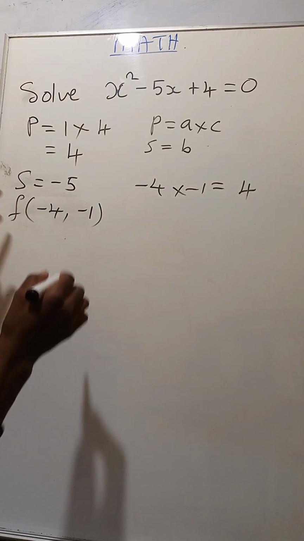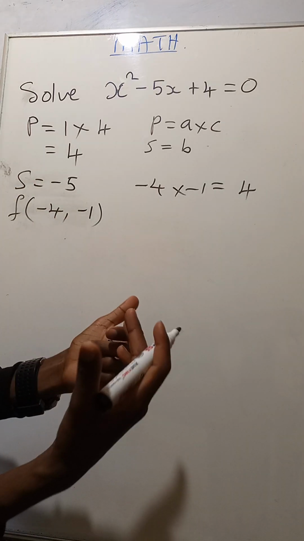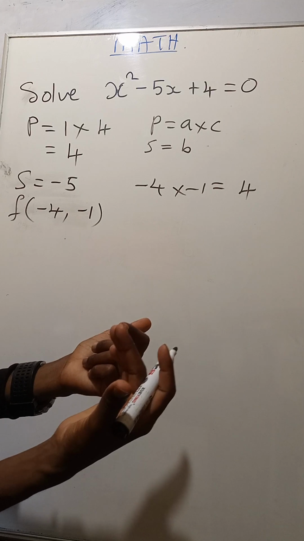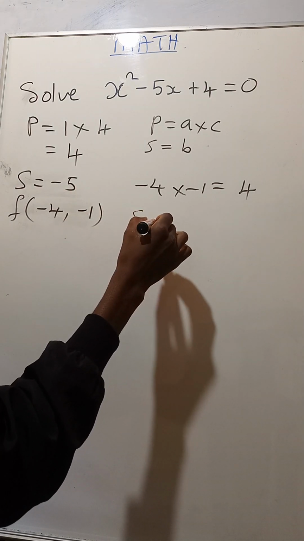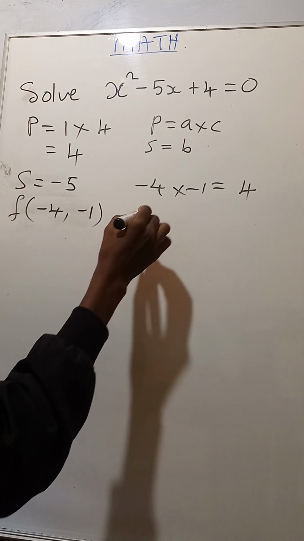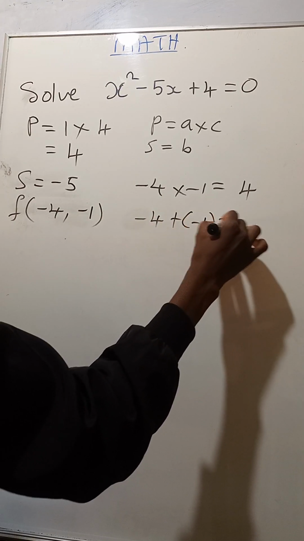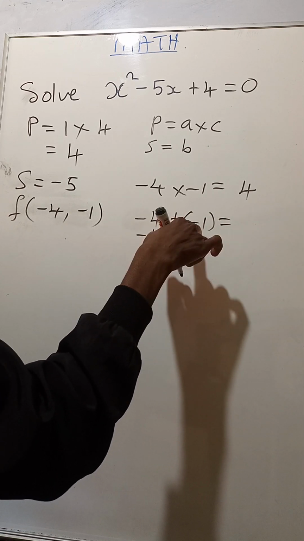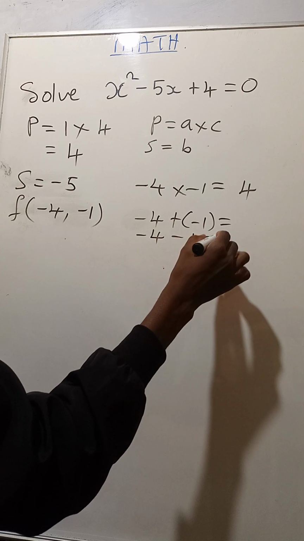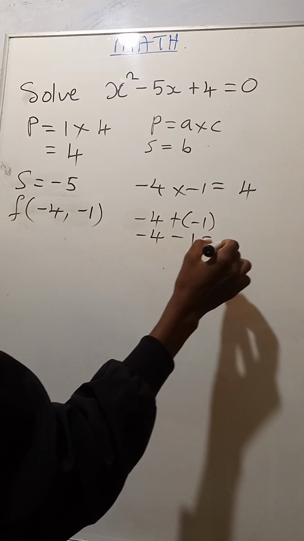Then to add these, I have to add now to get the sum, because sum is addition. Product is when you multiply. So the sum that I'm going to get will be negative 4 plus negative 1. Here we can simplify: negative 4, positive times negative is minus 1, which is equal to negative 5.